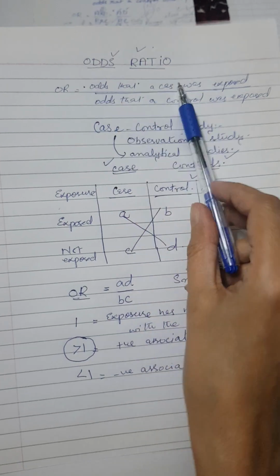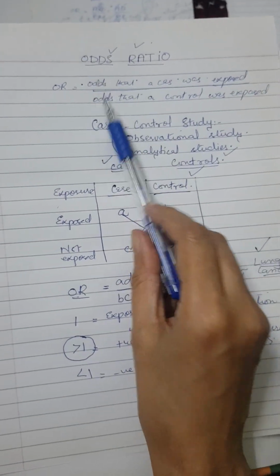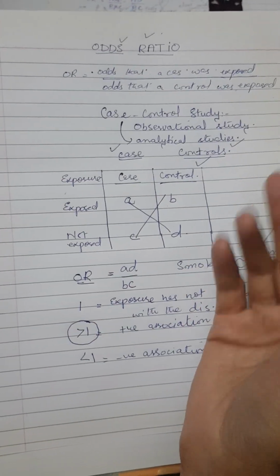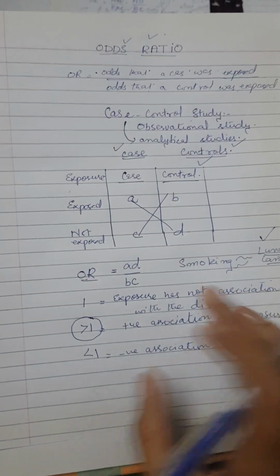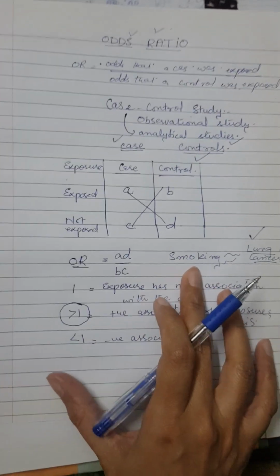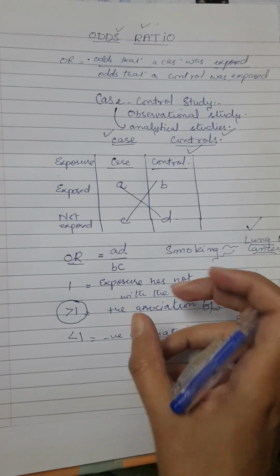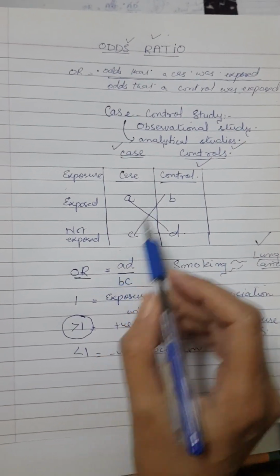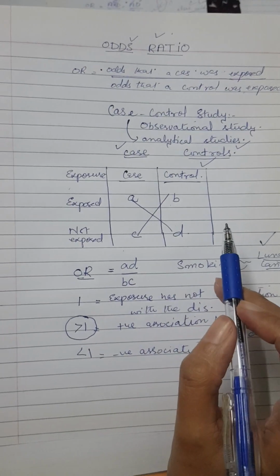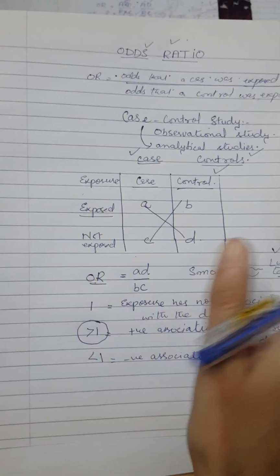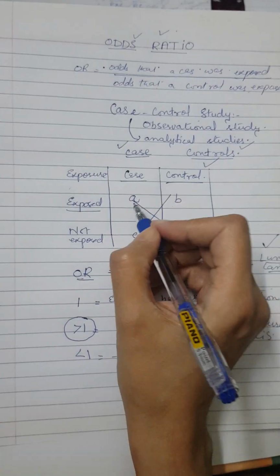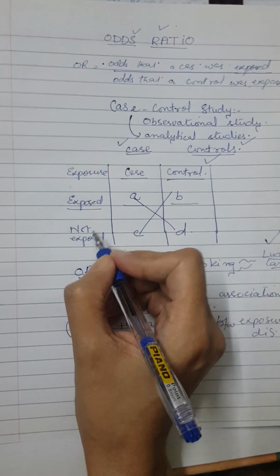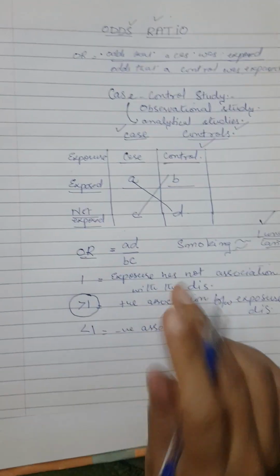So what is the odds ratio? Odds ratio is odds that a case was exposed divided by the odds that a control was exposed. It's just a relationship between an exposure and a disease. What we want to prove in this example is whether there is a strong association between smoking and lung cancer. So the cases will be those with lung cancer, controls will be those without lung cancer. Exposure of smoking will be present both in the cases and in the controls, and also there will be cases and controls who will have no history of smoking.